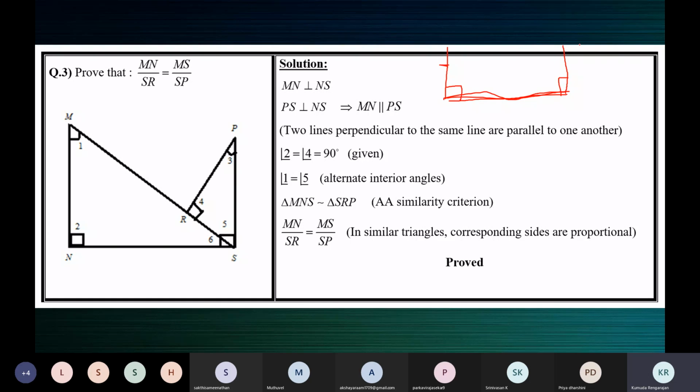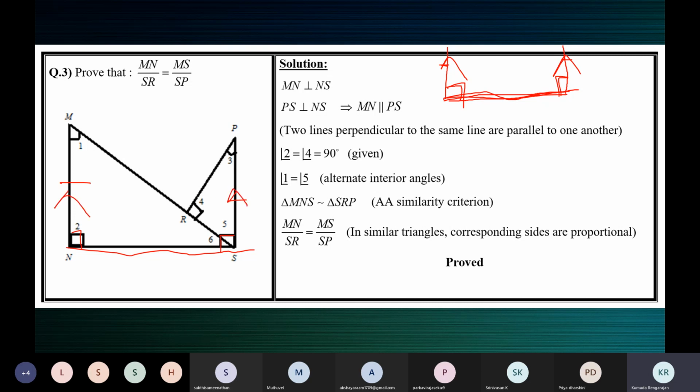These two lines, this line and this line, both of them are perpendicular to the same line. So they are parallel to one another. These are the two lines perpendicular to the same line NS. They are parallel to each other.